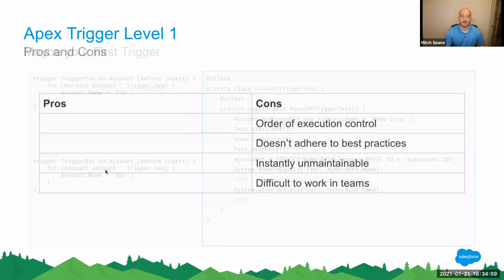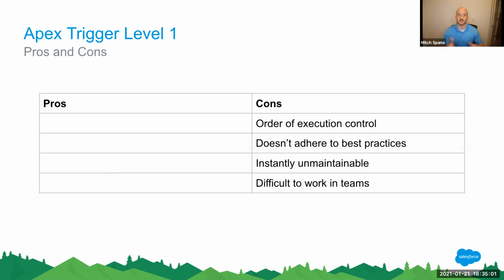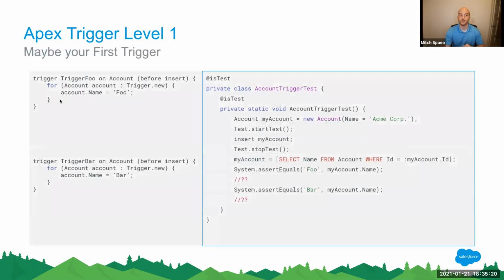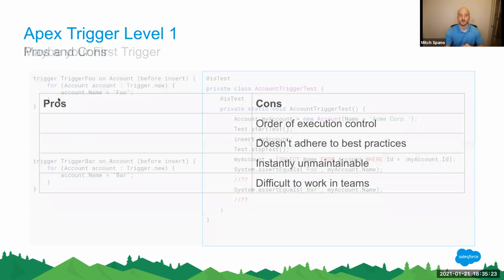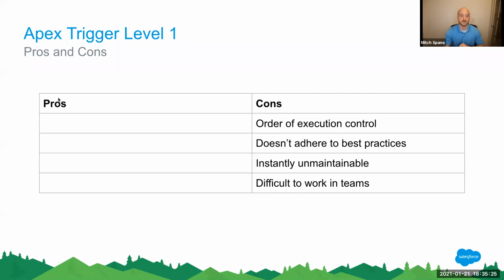So there are quite a few cons to this approach, right? You don't have control over the order of execution. You're not adhering to best practices. Instantly, this becomes unmaintainable. And if you work in teams, then all of those problems are compounded. So if you go into your Salesforce org and you see logic within the trigger itself, right? That's what this level 1 is.